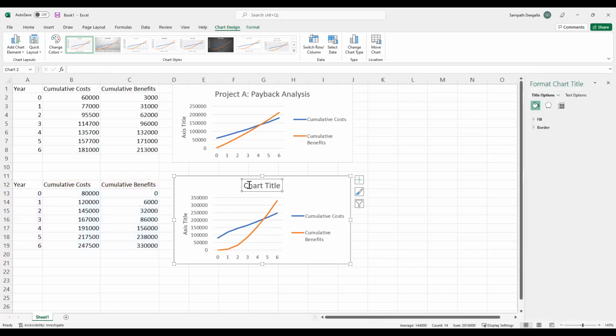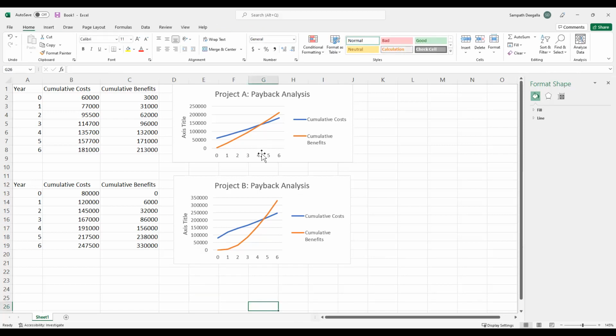So this is project B. So this one takes about 4 years, little more than 4 years, but this is almost 5 years, right? So by looking at the payback analysis, we can say, okay, maybe project A is the best one.